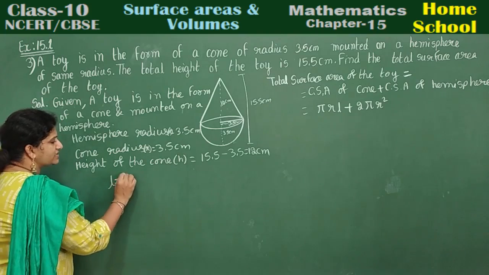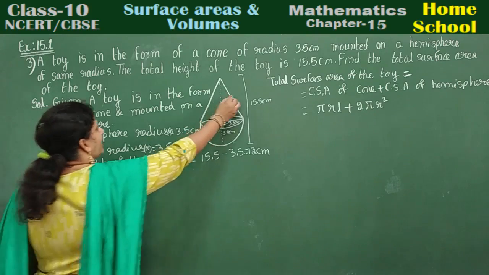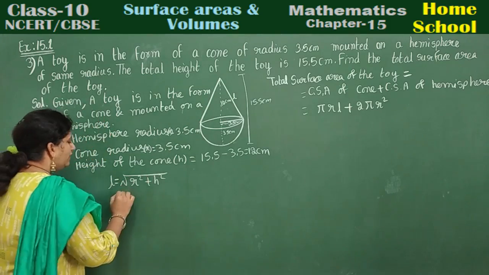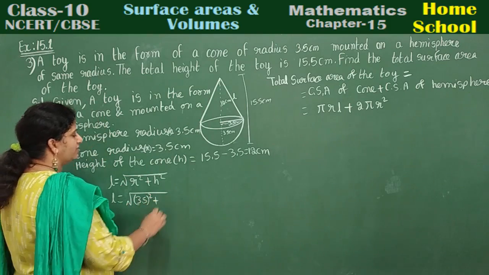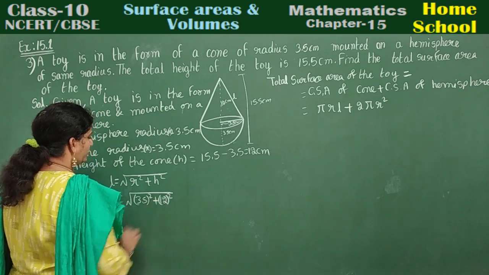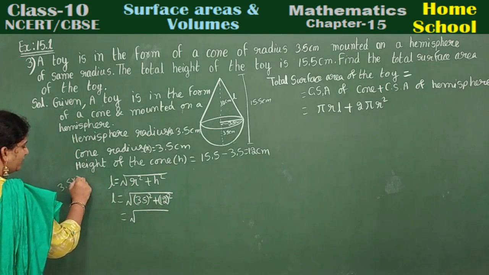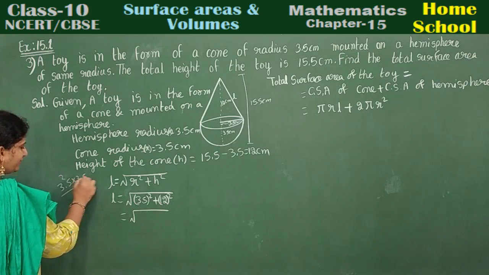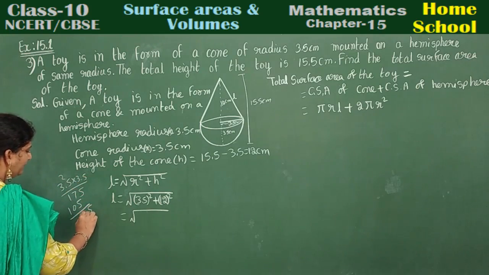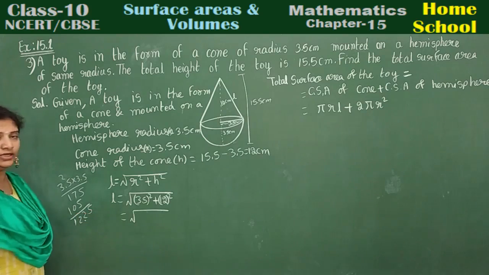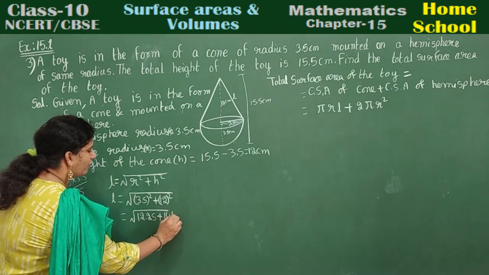L, we know the formula, L is equal to square root of r square plus h square. This slant height we need to calculate. L is equal to, what is the cone radius? 3.5 whole square plus height 12 whole square. Then this will be 3.5 whole square, children. Let us multiply 3.5 into 3.5. 5 5s are 25, 5 3s are 15 plus 2, 17. 3 5s are 15, 3 3s are 9, plus 1, 10. That will be 1225, so 12.25.